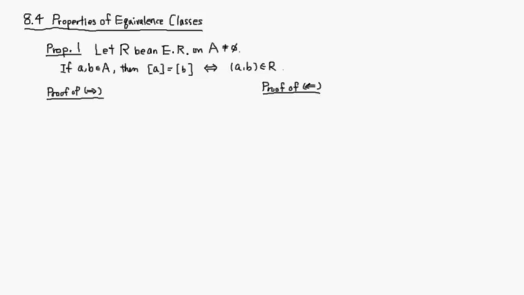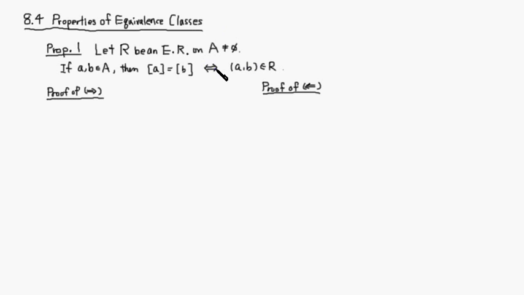Okay, let's look at section 8.4. This section talks about properties of equivalence classes. All right, so here is the first property, property one. Let R be an equivalence relation on a non-empty set A. If elements A and B are in set A, then the equivalence class represented by A and the equivalence class represented by B are equal to each other if and only if A is related to B.